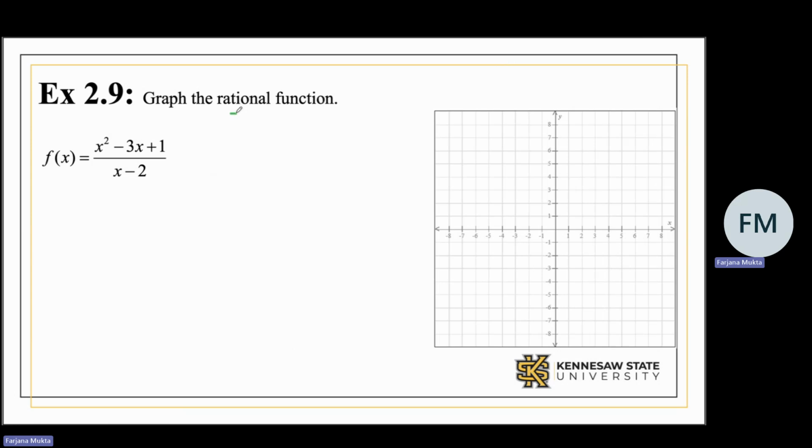Okay, so to find all the asymptotes, let's check if the function is in simplest form or not. Can we factorize the numerator anymore? It's a quadratic with 3 terms. The constant term is 1. The middle coefficient is -3. Actually, we cannot factorize anymore. So that's the simplest form that we can have.